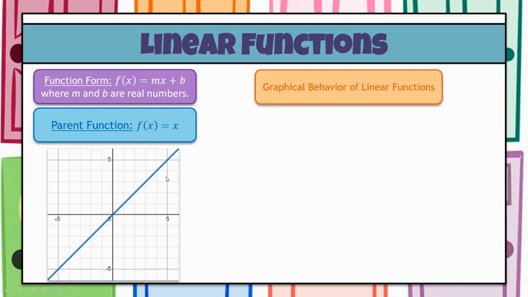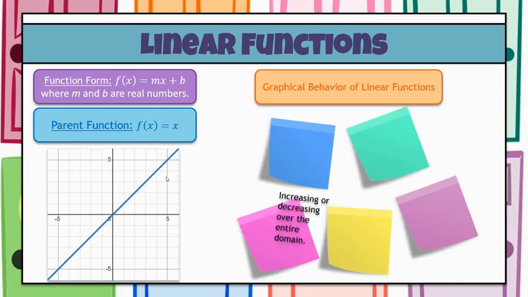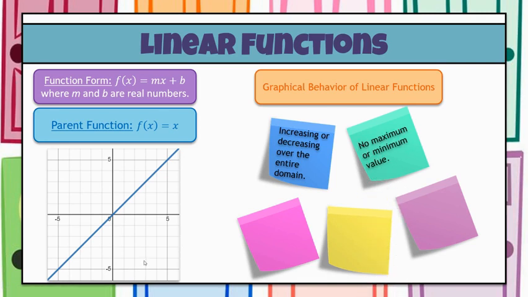Linear functions, what does their graphical behavior look like? Well, it's going to be increasing or decreasing over the entire domain, meaning it's always going to be increasing or it's always going to be decreasing. There's no switching halfway through in the middle. There's no such thing as a maximum or minimum value, right? Because the line's always going to go forever up or forever down. It's made of straight lines, hence the name linear.